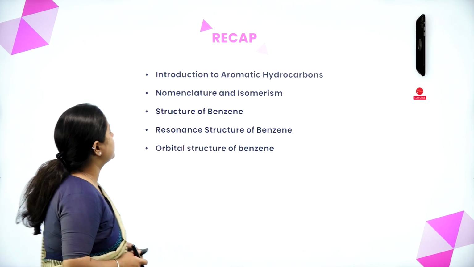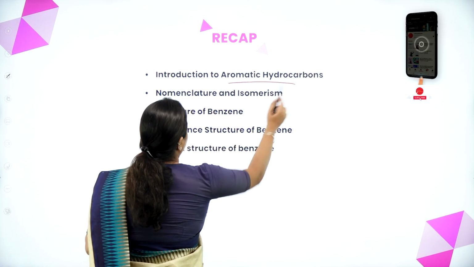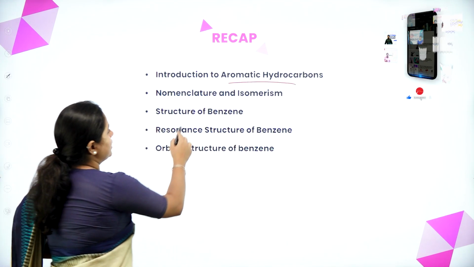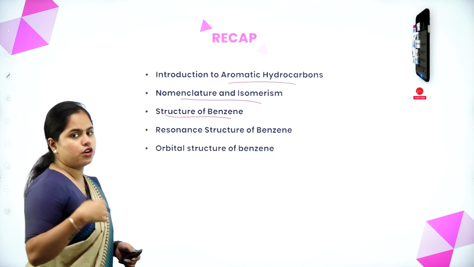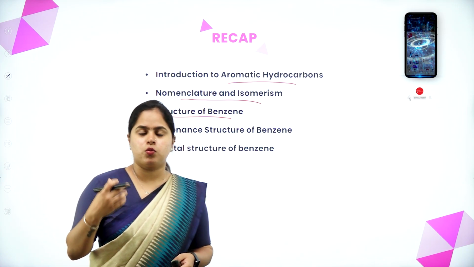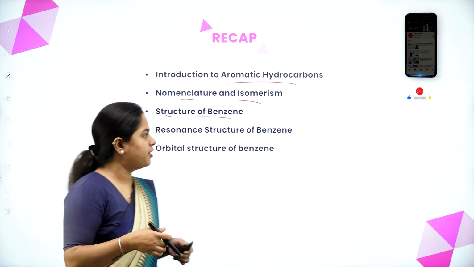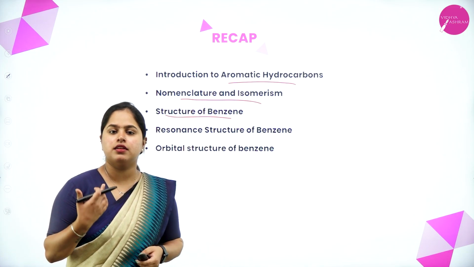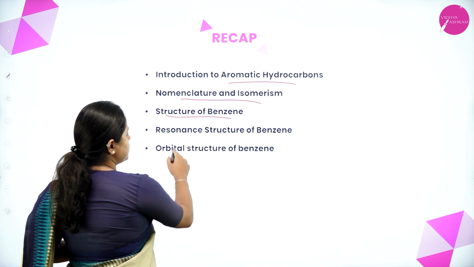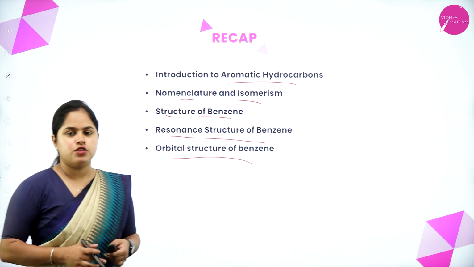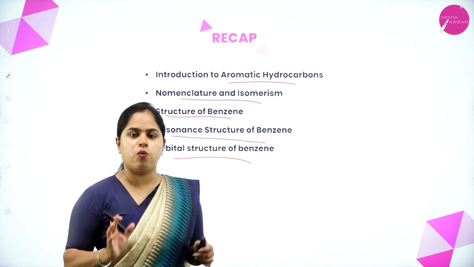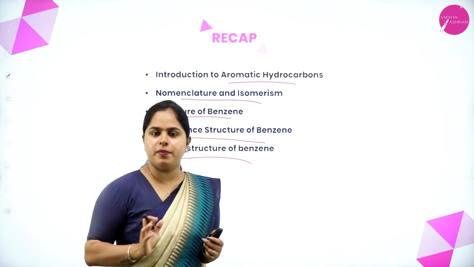In the last session we discussed aromatic hydrocarbons, and the nomenclature and the isomerism, and we discussed the structure of benzene, how it was developed, and we studied the Kekulé structure as well as the resonance structures of benzene, as well as the orbital structure of benzene. So we studied the introduction about what is the exact structure of benzene.